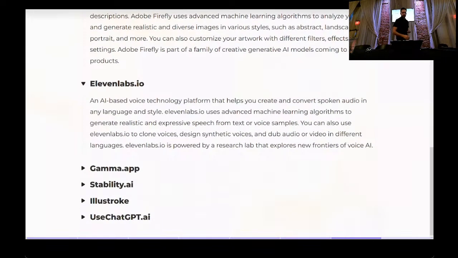ElevenLabs is probably my personal favorite. It is a voice generation and cloning service. So you can take a voice sample and then create a clone of it. And it sounds really good. It sounds really, really good, especially for those that have a bunch of different voice samples and they've perfected it.